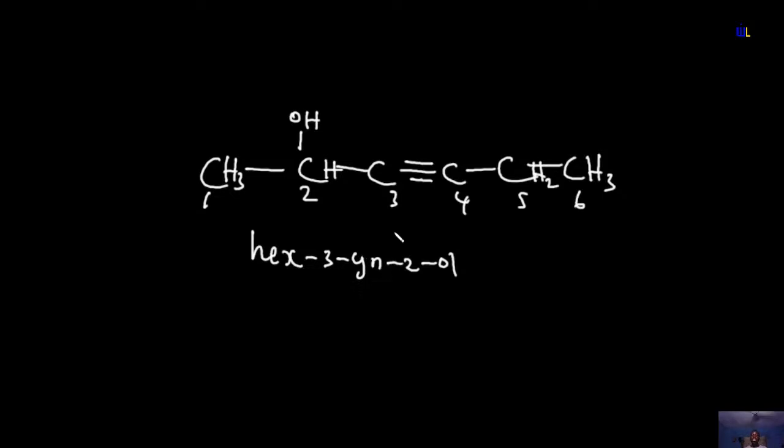Now, having indicated the multiple bond, I now go to the final part, which is the suffix, the main functional group here, which is alkanol. Where is the ol located? On number 2. So this is hex-3-yn-2-ol. I hope this is clear.